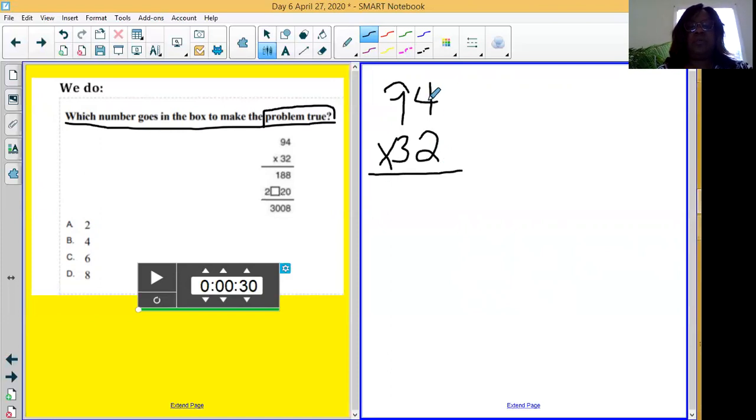So with the regular algorithm, we start with 2 ones times 4 ones gives us 8 ones. Then 2 ones times 9 tens gives us 18 tens. So 2 times 94 gives us 188. And as you can see, that's what's here in the problem. So that is correct. Now we know 3 is worth 30, so we must put down a magic zero.